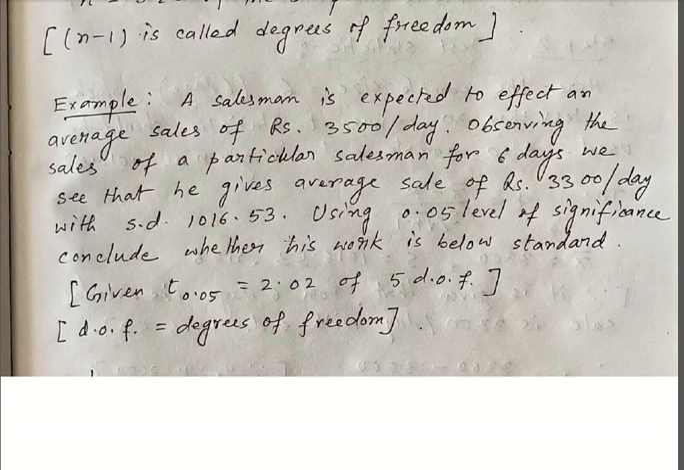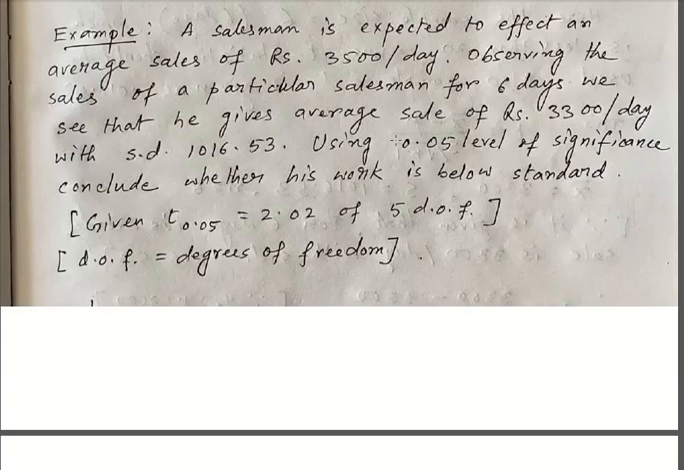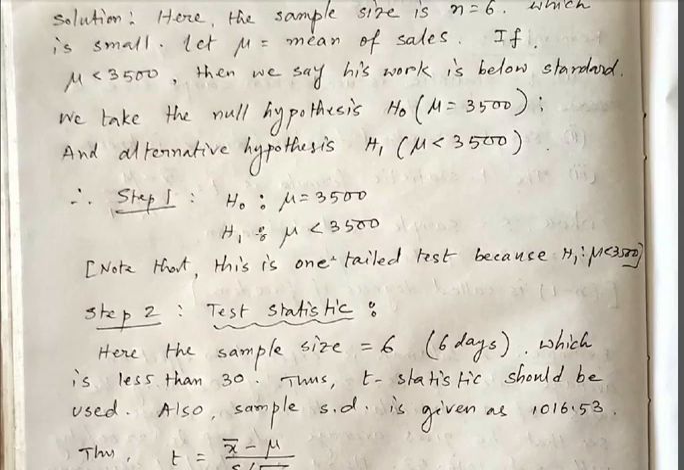Because look at this example. Using 0.05 level of significance, conclude whether his work is below standard. What is below standard? Below standard means the earning per day should be less than 3500. So what is less than 3500 means mu is obviously less than 3500. If the earning is less than 3500, then we will say that it is below standard earning. So obviously, what will be our alternative hypothesis? It will be a one tail test, and we should consider here mu less than 3500.